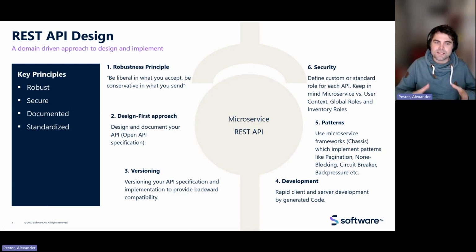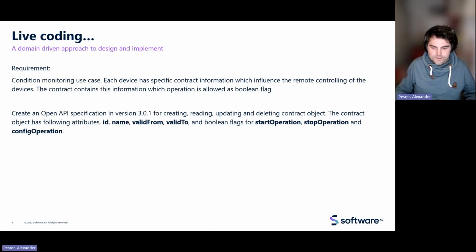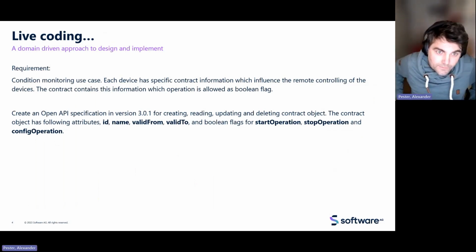When you have designed your API, you will want to start developing it quickly, and you don't want to write too much boilerplate or stupid code like entities and all those things. It would be nice if you could generate these things. Okay, let's start with the live coding.